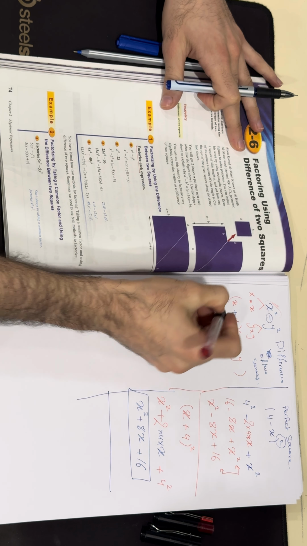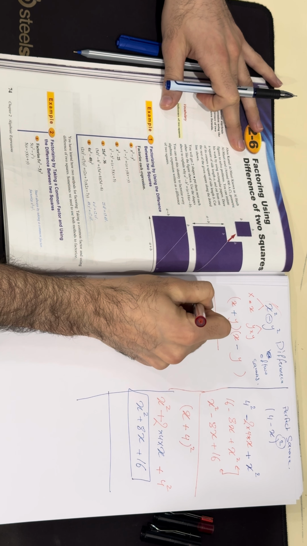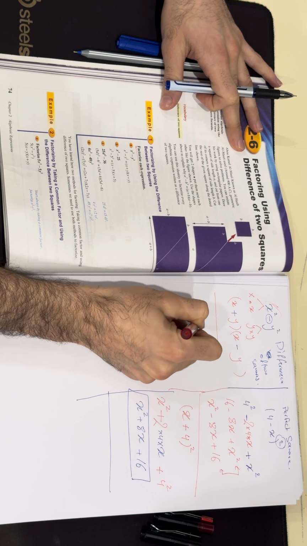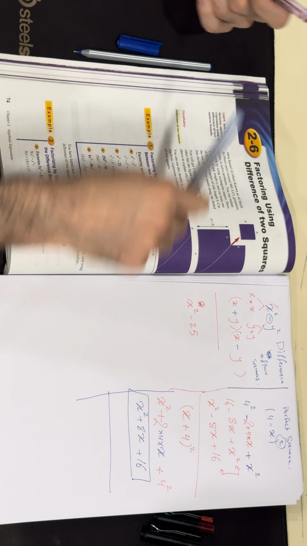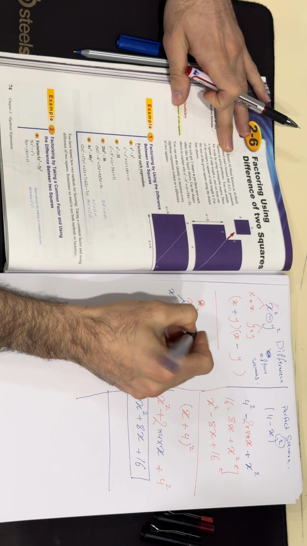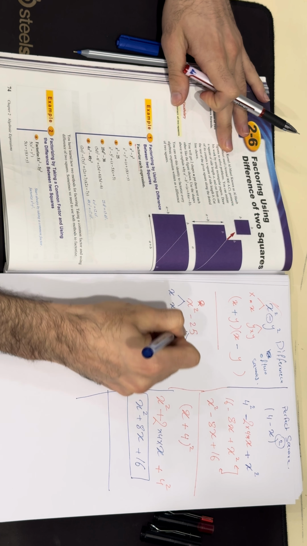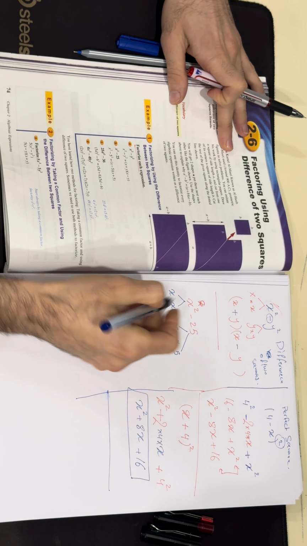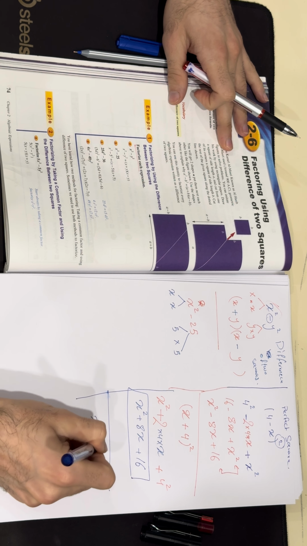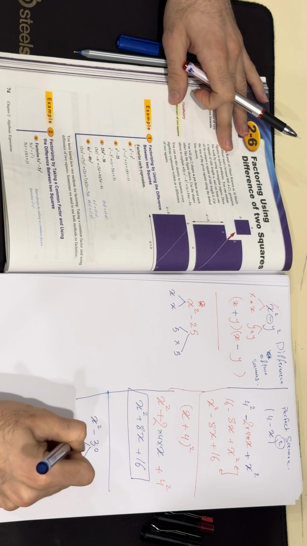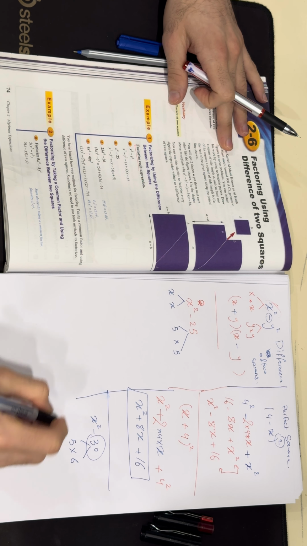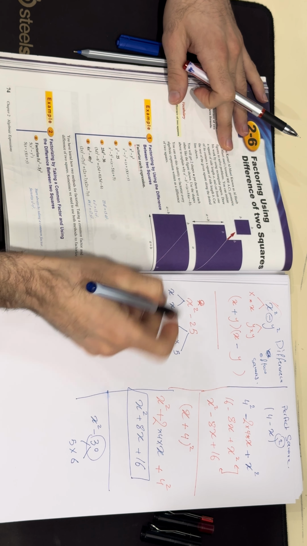Now if you take a look at the second question, we have x power 2 minus 25. This x, I can change it to x and x. This 25, I can change it to 5 times 5. But if you have another number, let's say x power 2 minus 30, you cannot say I'm going to change it to 5 times 6. This number should be perfect. Then you can use this method.